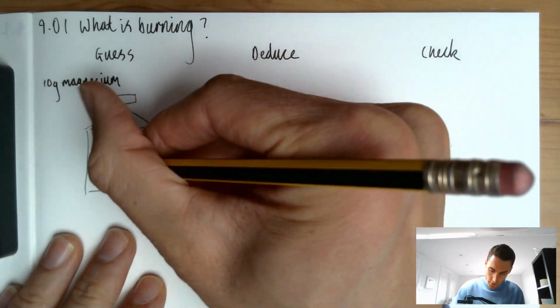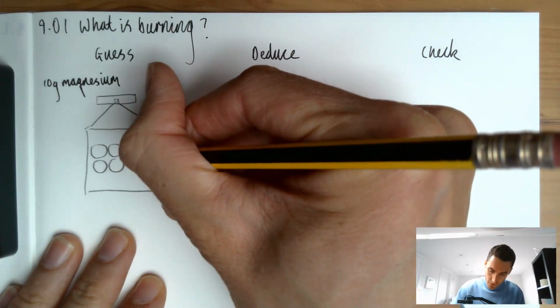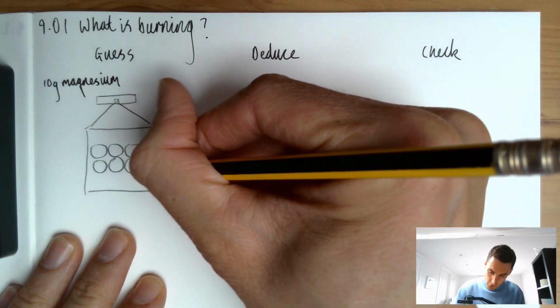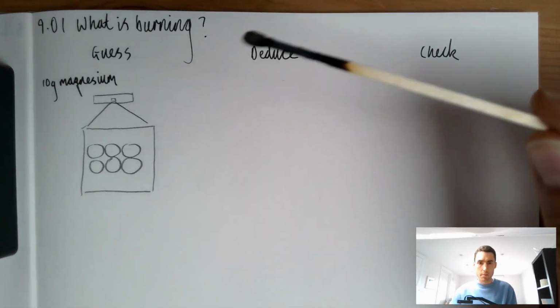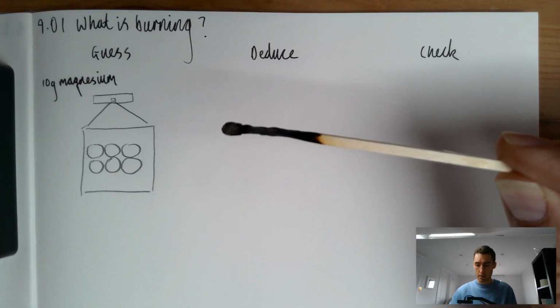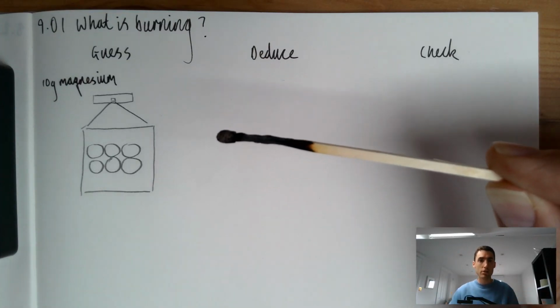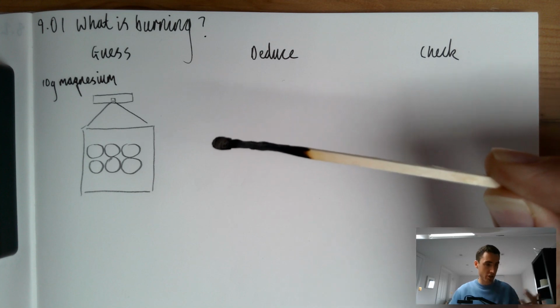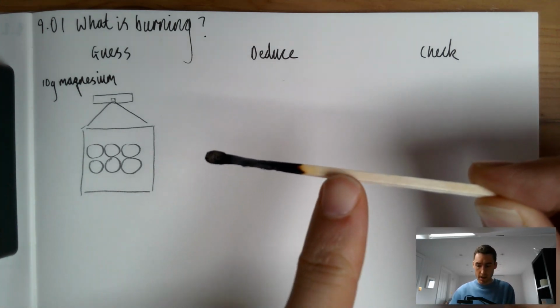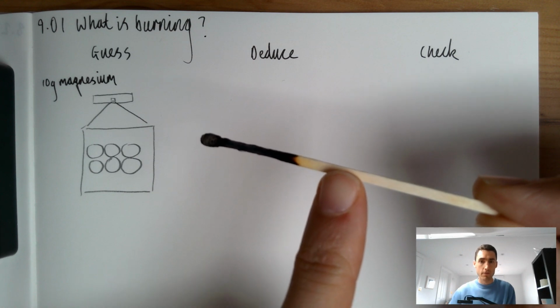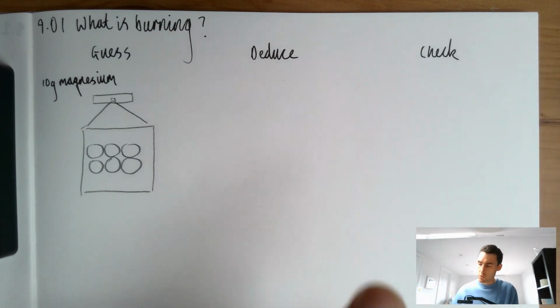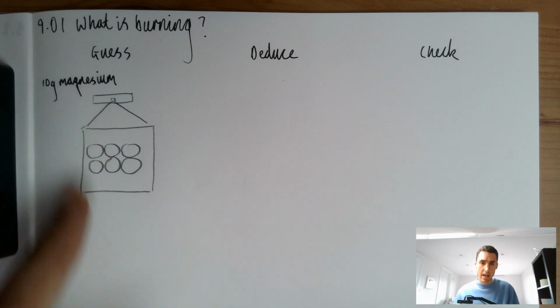So I'm just going to draw 6 particles, because I'm going to keep this really, really simple, just like that. And what we want to tease out with the match example is, it looks like, because the match has got smaller, it looks like the match has lost something. And what they thought the match had lost is something called phlogiston. So we can show that inside here.